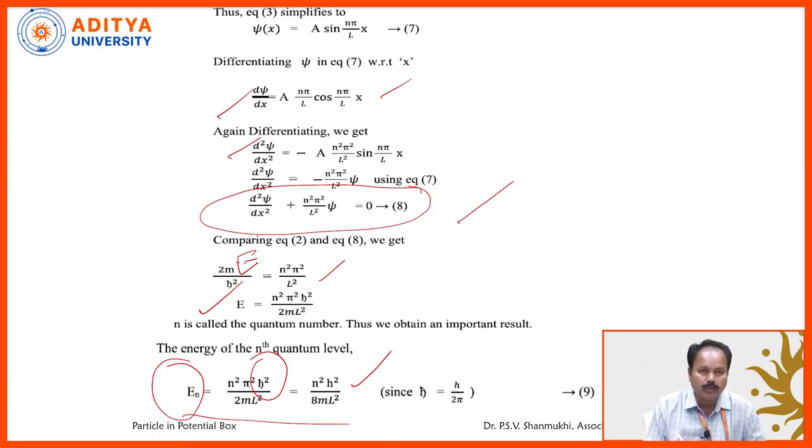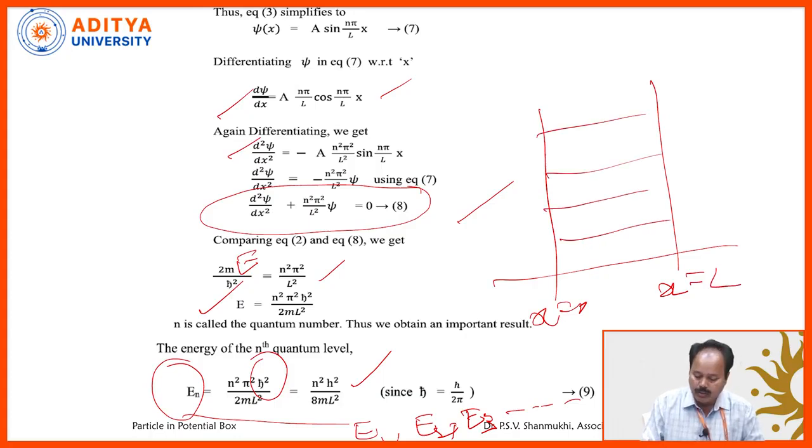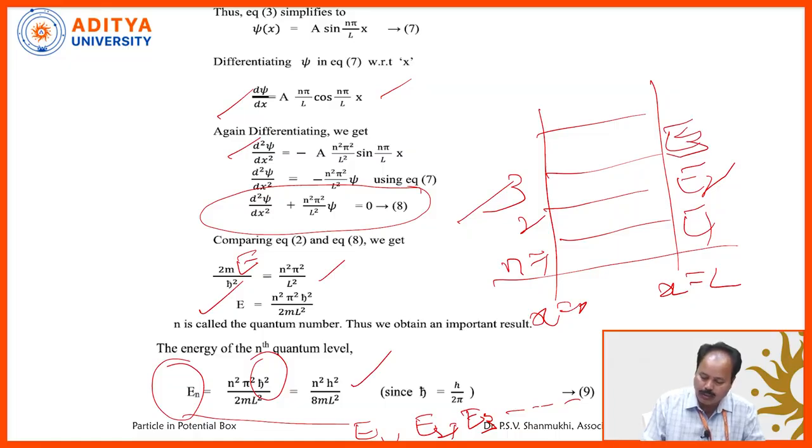You give n is equal to 1, you will get E1. n is equal to 2, E2. So the energy values are E1, E2, E3 and so on we get. These are the discrete energy values called eigenvalues or the energy values. Say this is x is equal to 0, x is equal to L. Different energy values let us take. So n is equal to 1, 2, 3 and so on. We get E1, E2, E3 and so on. So E2 is equal to 4E1, E3 is equal to 9E1 and so on we get.